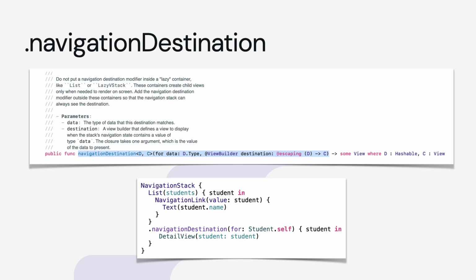iOS 16 introduced a new modifier called Navigation Destination, which takes in a type and a closure that takes in an instance of that type, returning the view to which your app will navigate. Up to this point, it looks like a lot of reshuffling of where things happen, but separating out the destination like this allows you to handle having multiple types of navigation links in your navigation stack by attaching multiple navigation destination modifiers for each type.